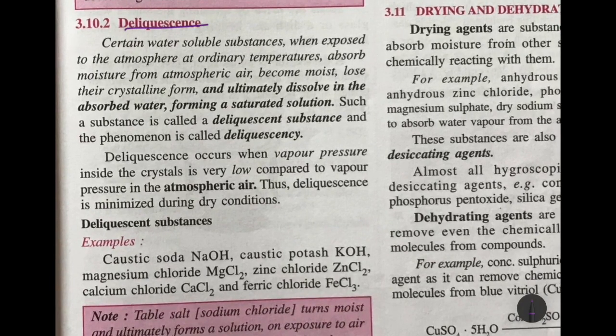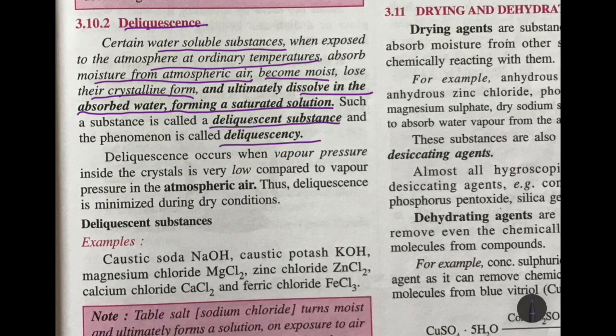Next is deliquescence. Now, there are certain water-soluble substances that, when exposed to the atmosphere at ordinary temperature, absorb moisture from the air. Remember, children, they do not give out moisture like efflorescent substances, but they absorb moisture from the atmospheric air. They become moist and lose their crystalline form, and dissolve in the absorbed water, forming a saturated solution. This type of substance is known as a deliquescent substance, and the phenomenon is known as deliquescence.